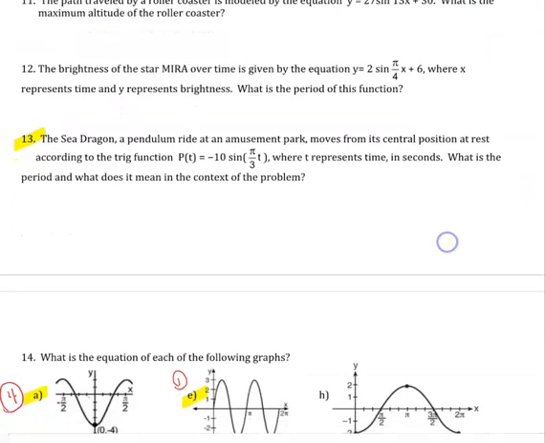All right, let's get into a word problem. The Sea Dragon, a pendulum ride at an amusement park, moves at its central point of rest according to the trig function p of t, where t represents time in seconds. What is the period? And what does that mean in the context of the problem? So I'm sure you guys have all been or seen the type of ride this is talking about. It's one of those, like, you know, kind of looks like this. They're usually like boats or something. So they're calling this like the Sea Dragon. There's a flag or something. And it just like swings back and forth, right?